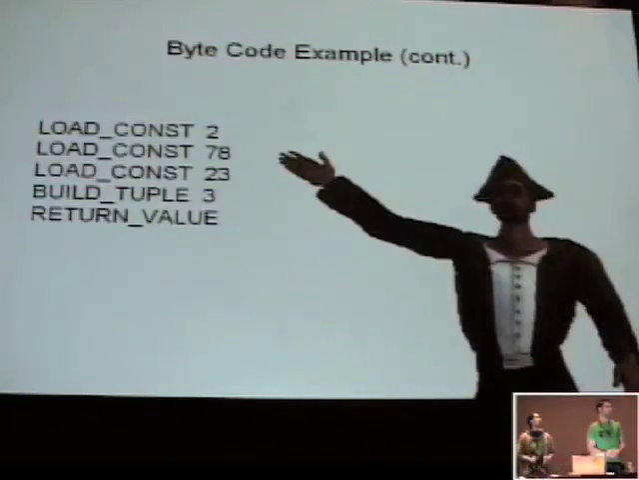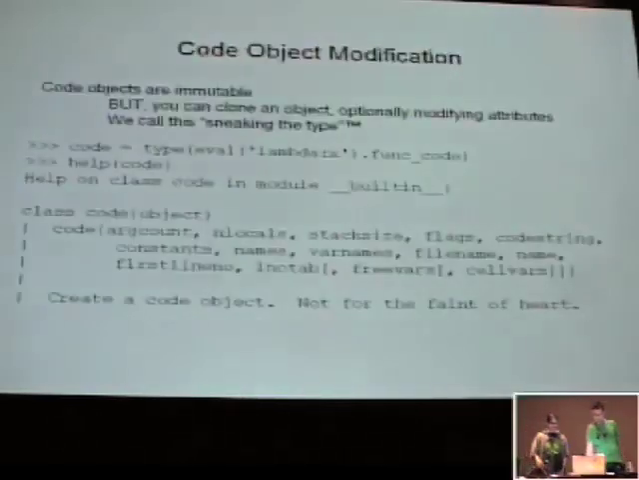Likewise for the other load consts, build tuple pops those 3 values off because it has an argument of 3, creates a tuple, returns it to the list, return value pops it off to the caller. So it's fairly straightforward. So, code object modification.